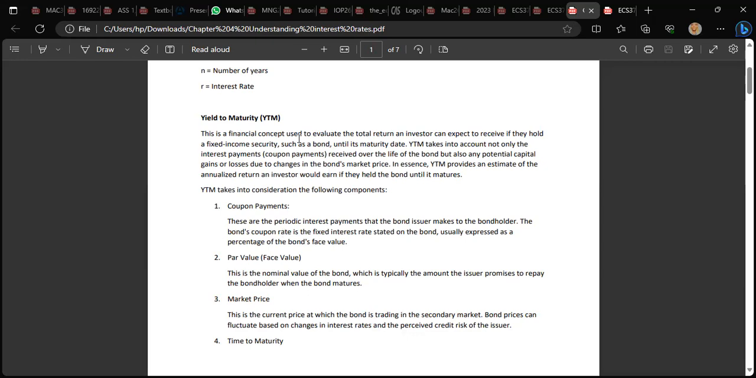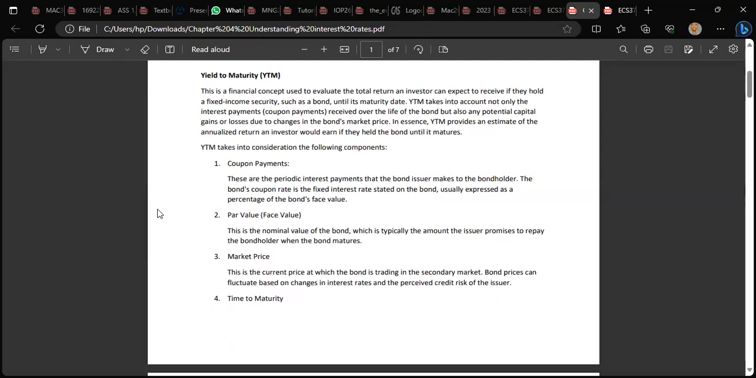You could hold a bond today, and by the time you get to the maturity date, the value of the bond could have doubled or tripled. So when you look at yield to maturity, you take into consideration that the value of that bond could go up or could go down. YTM therefore provides an estimate of the annualized return an investor would earn if they held the bond until it matures. It's just an estimate. These are the things taken into consideration when dealing with yield to maturity.